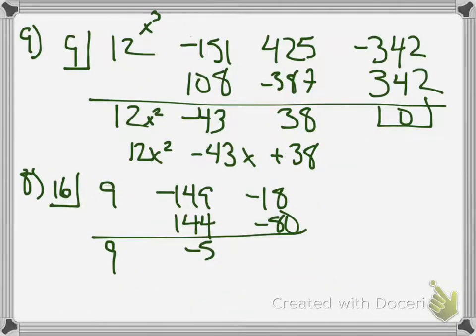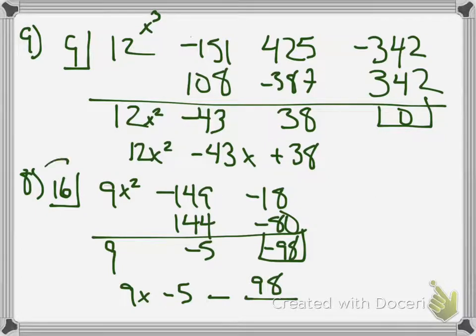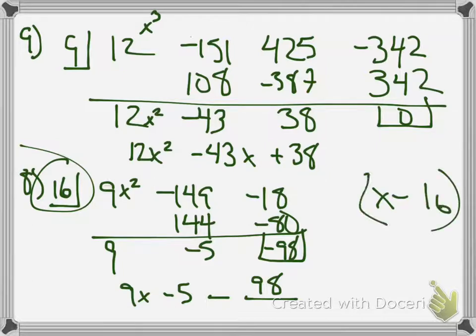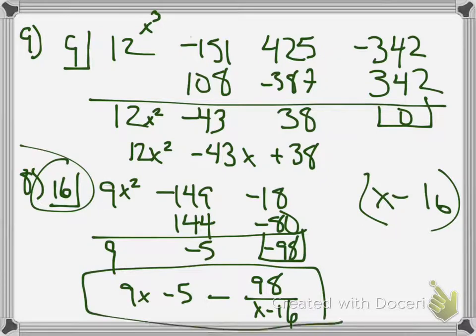Okay, so here on number 8, you can see I'm going to get a negative 98 as a remainder. This one started out as x squared, so this would be 9x minus 5 with a remainder of 98. Now that 98 should go over the divisor, which was x minus 16. So I would put that here, x minus 16. Keep in mind, if you have a remainder, you're supposed to put it over what you were dividing by.